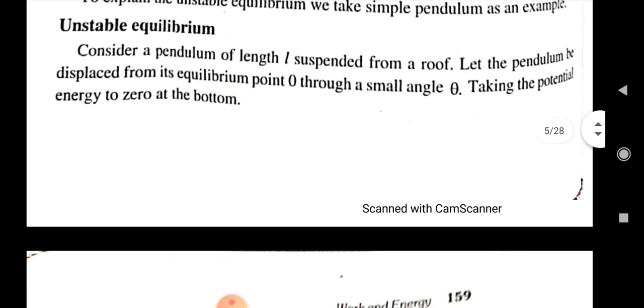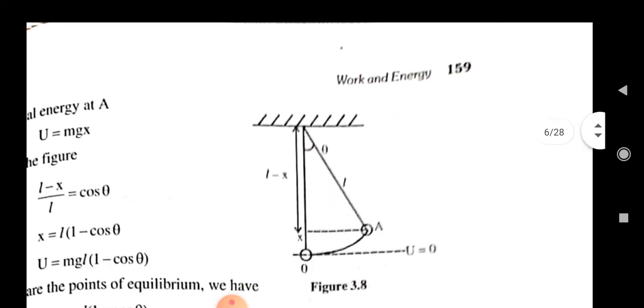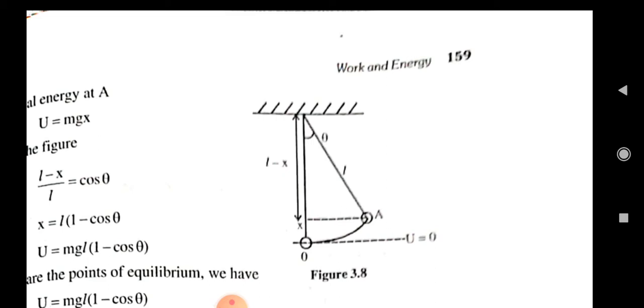In order to explain this, we consider a pendulum of length L suspended from a roof. Let the pendulum be displaced from its equilibrium point 0 through a small angle theta. Actual distance is L. So we can say that the potential energy, when it is displaced through an angle theta, is u equal to mgx.